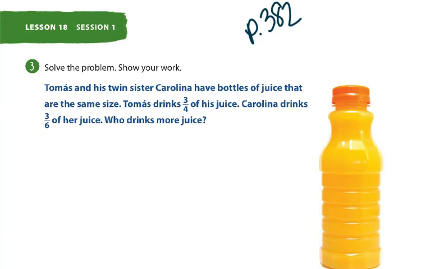Tomas and his sister, Caroline, have bottles of juice that are the same size. Tomas drinks 3/4 of his juice. Caroline drinks 3/6 of her juice. Who drinks more? Let's draw a number line.